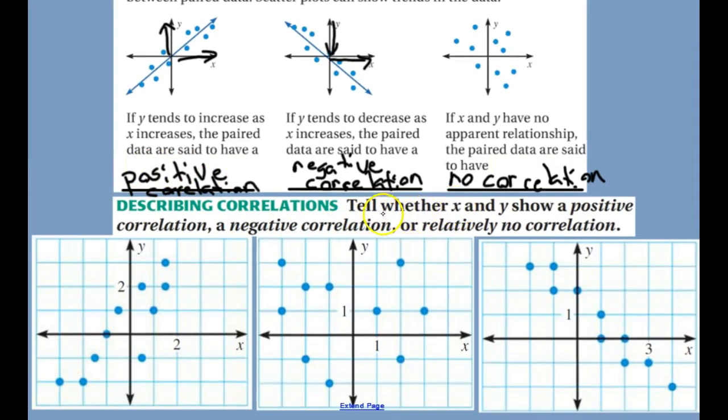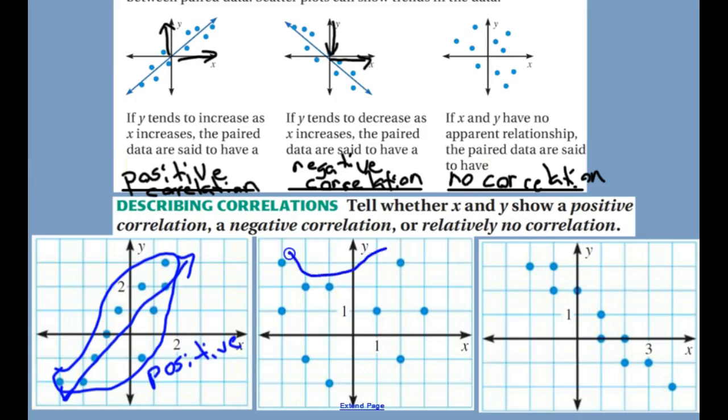So for these ones we have to tell whether x and y show a positive correlation, a negative correlation, or relatively no correlation at all. How we do that is we take our points and we draw a circle around them. Now this one looks as though it's going up, so we could draw an arrow that goes up in between these points. What that would give us would be a positive correlation. Remember, if our lines are going uphill, they're positive.